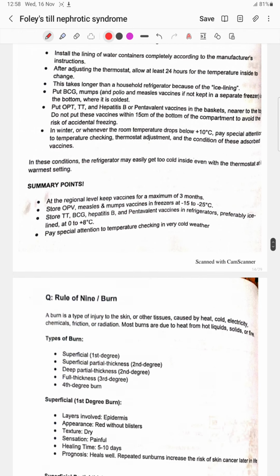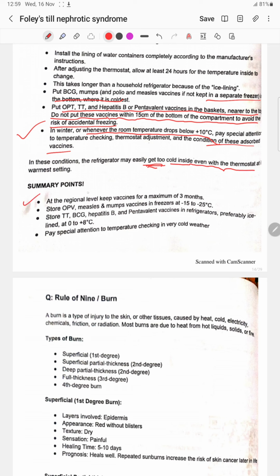Put the BCG, measles, mumps, and polio vaccines, if not kept in a separate freezer, at the bottom where it is coldest. Put OPV, TT, and the hepatitis or the pentavalent vaccines in the baskets near the top. Do not put these vaccines within 15 centimeters of the bottom of the compartment, to avoid the risk of accidental freezing. In the winter, or whenever the room temperature drops below plus 10 degrees centigrade, pay close attention to the temperature checking, thermostat adjustments, and the condition of the stored vaccines. In these conditions, the refrigerator may easily get too cold inside, even with the thermostat at its warmer setting.